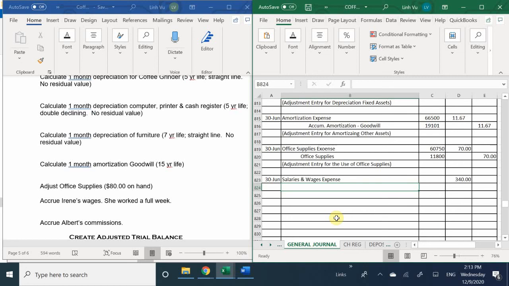Salaries and wages payable? Salaries and wages payable. Yes, good, perfect. Okay, why? Because we're not paying her yet. We owe her this money.